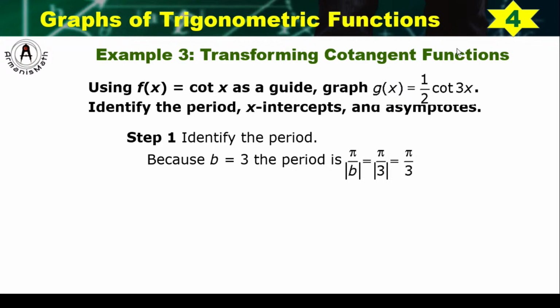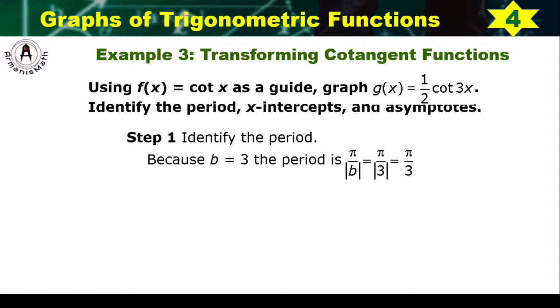What is the b here? Well, I'm looking right next to the x. To the left of the x is the b, or to the left of the angle. So pi divided by b is pi divided by 3. So basically pi over 3, which is, how much is that? In degrees, how much is pi over 3?